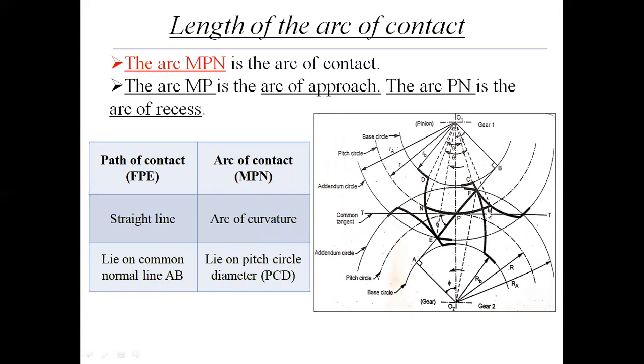In this figure, we can see the arc of contact. The arc MPN is the arc of contact. In this figure one pair of teeth is given. This is one tooth on the pinion meshing with another tooth of the gear. So this forms one pair.